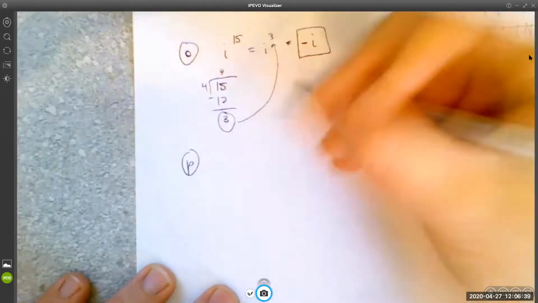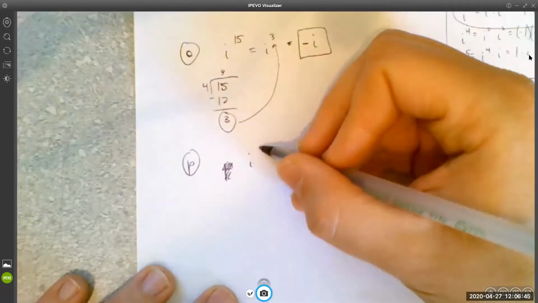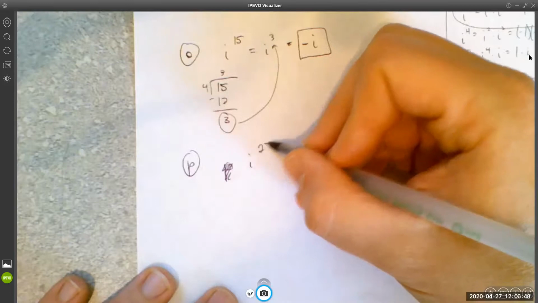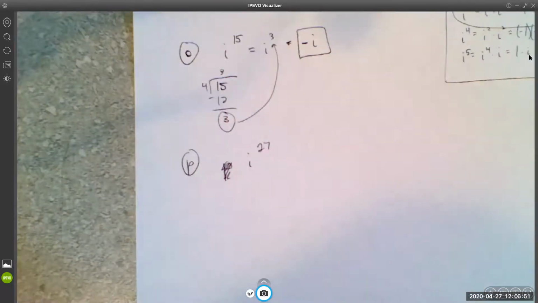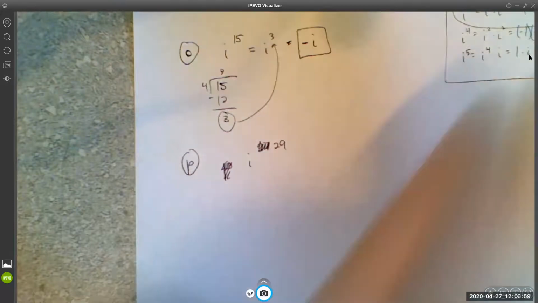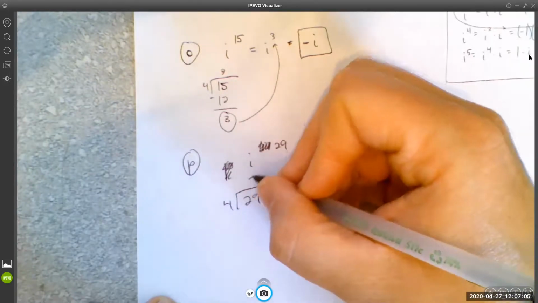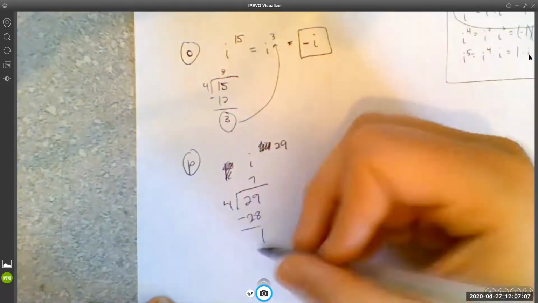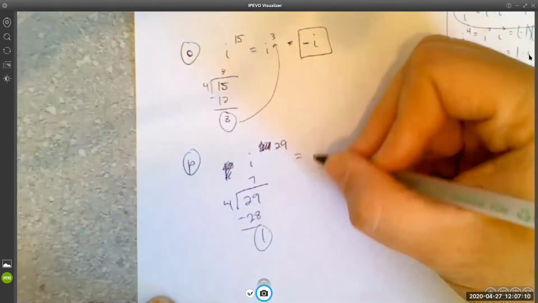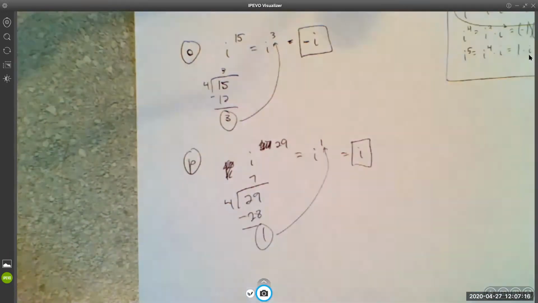To give you another example of this, let's do i to the, oh, I don't know, 27th, maybe? No, I want to do 29. Let's do i to the 29th. So again, we would take 29 divided by 4. 4 goes into 29 7 times with 1 left over. And so i to the 29th is the same thing as i to the 1st. So i to the 29th is just i.